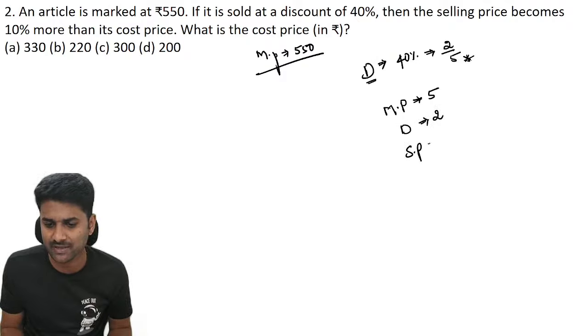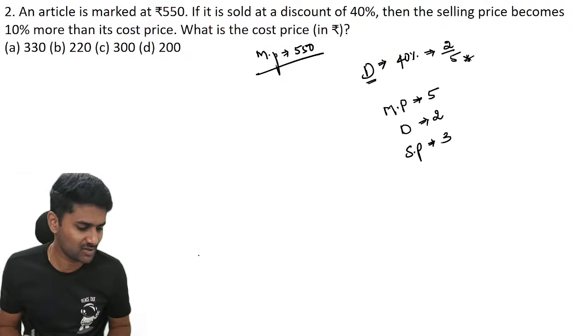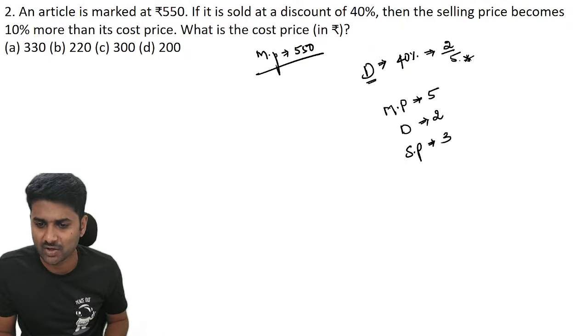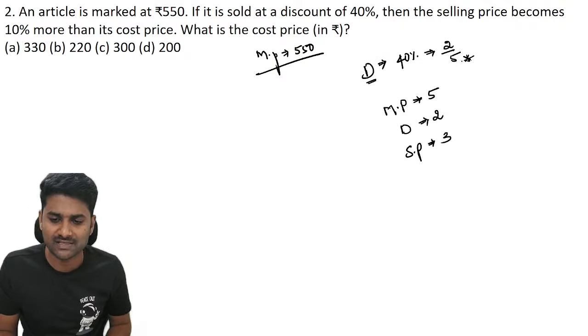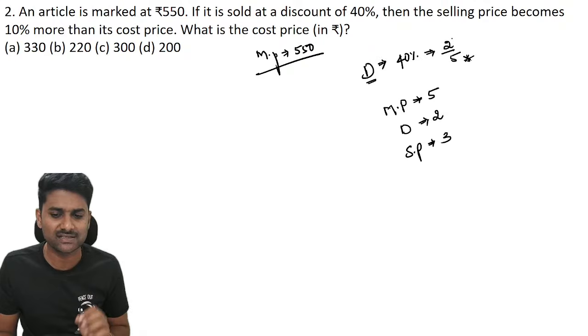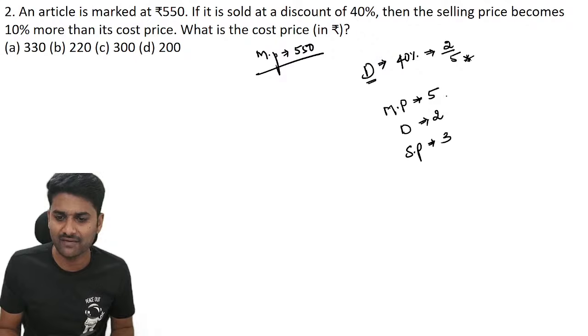Now, what is the selling price? Selling price is 3. It's all about the comparison. The denominator is all about comparison. If you take market price as 5 units, then the resultant says you got 2 units of discount. Then what is the selling price? 3 units.